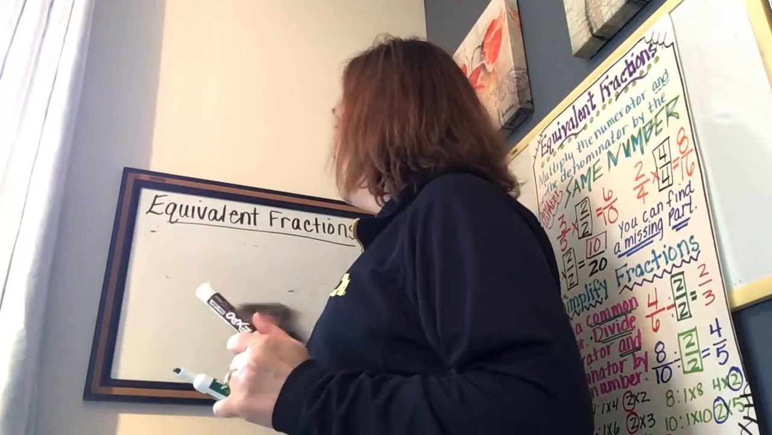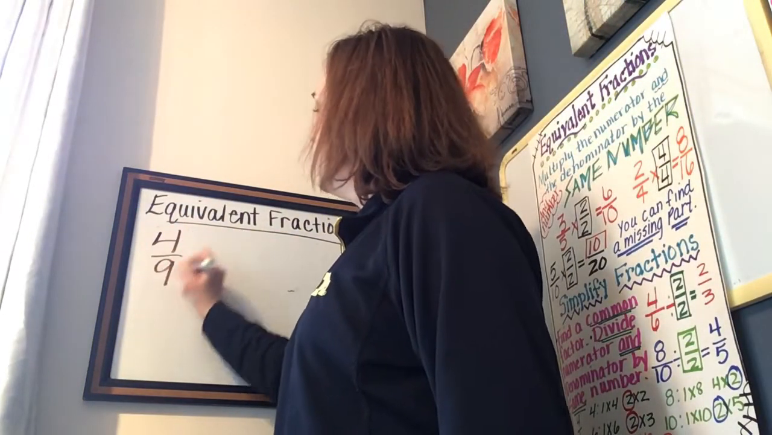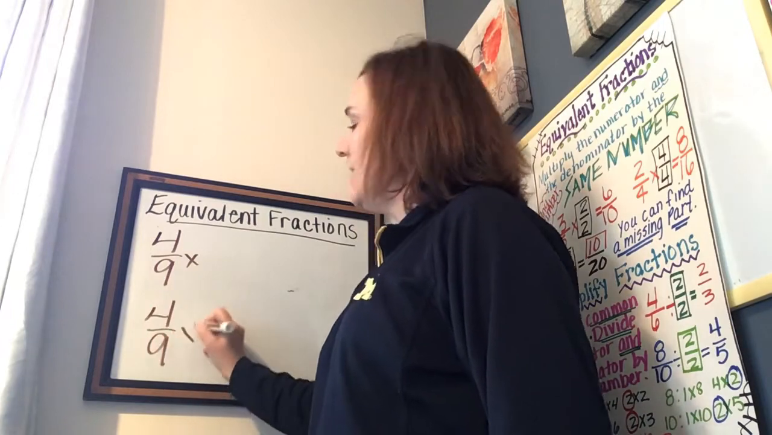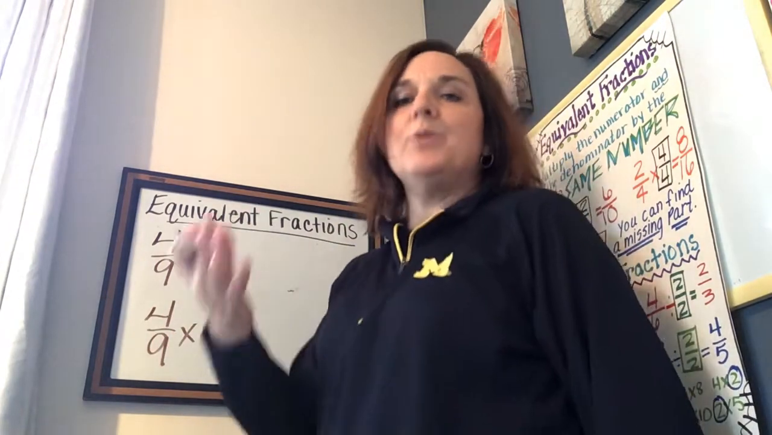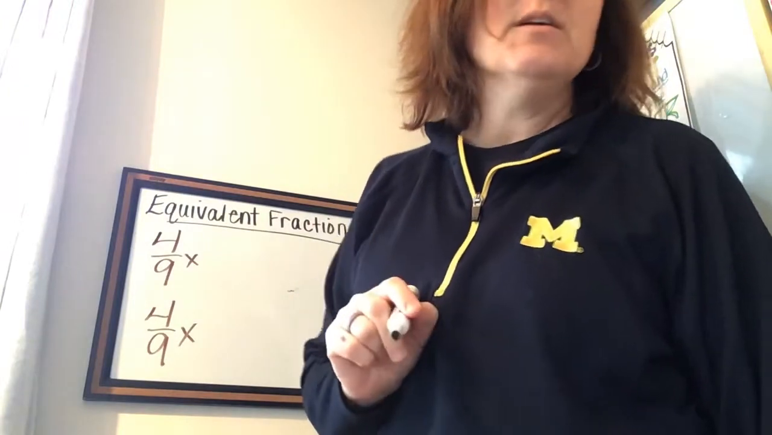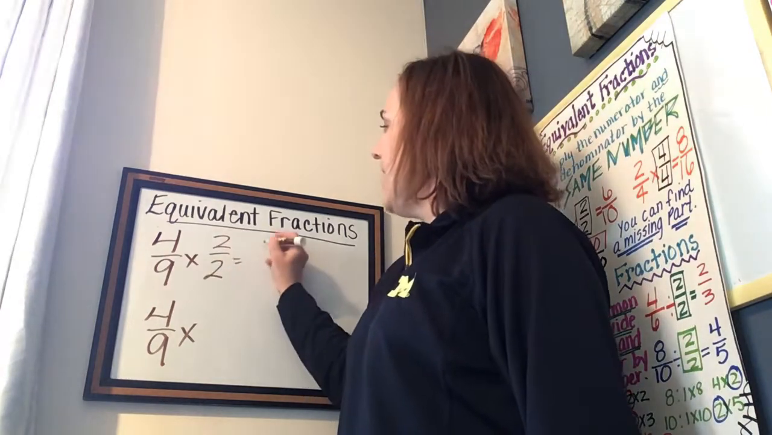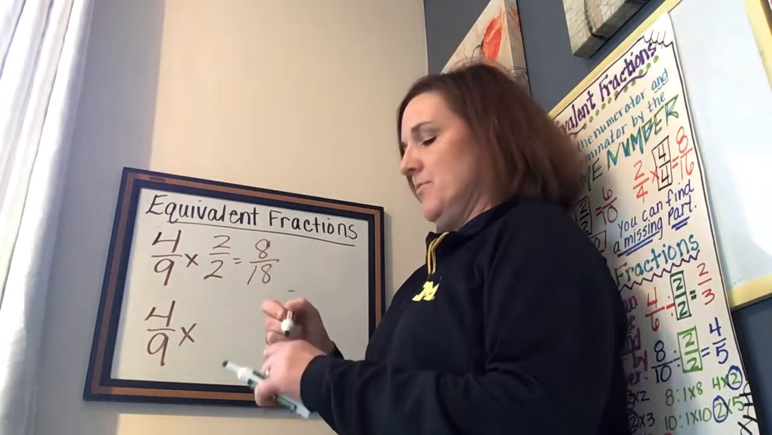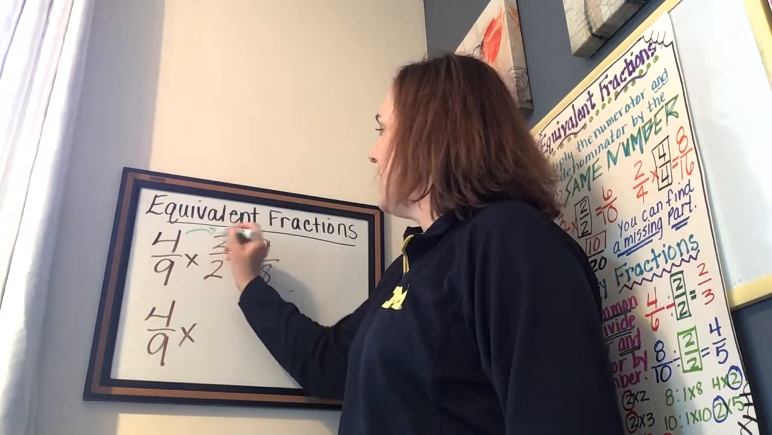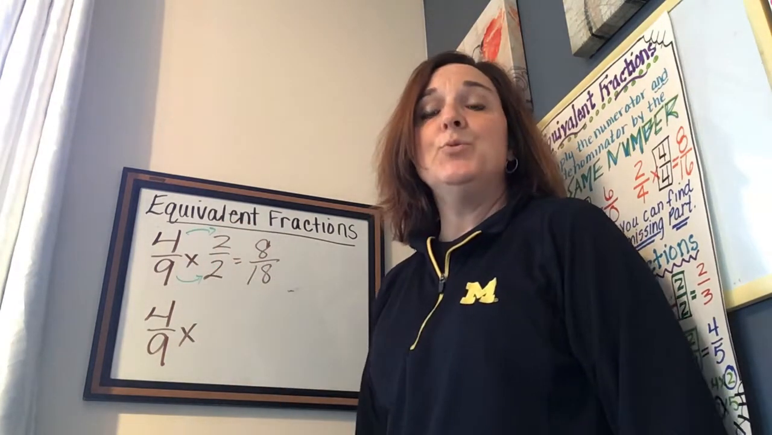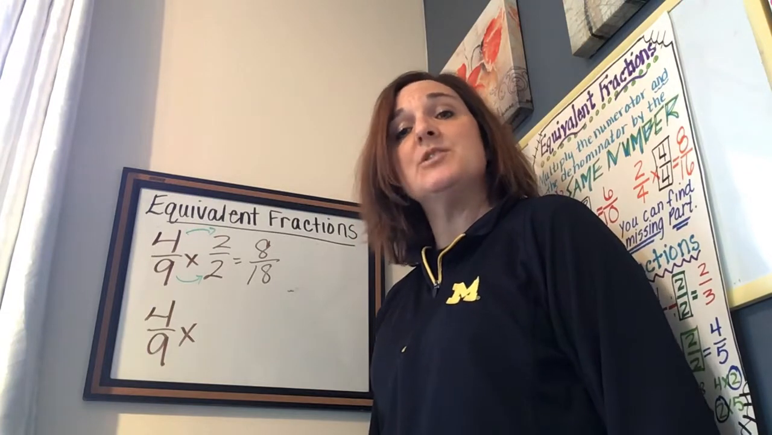Our second example for your notes is, let's see what I have over here. Looks like I have 4/9. And again, if we want 2 equivalent fractions for one fraction, I have 2/2, and we're going to get 8/18. Remember that we are going to multiply just like this. And this is going to help you with next year when we do multiplication of fractions.